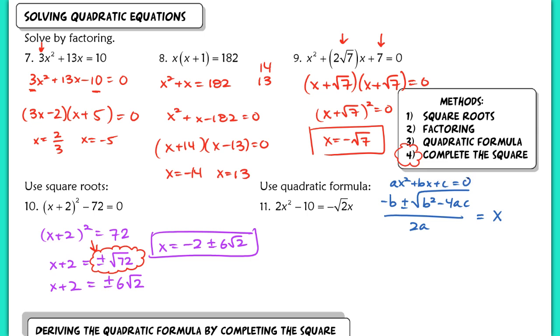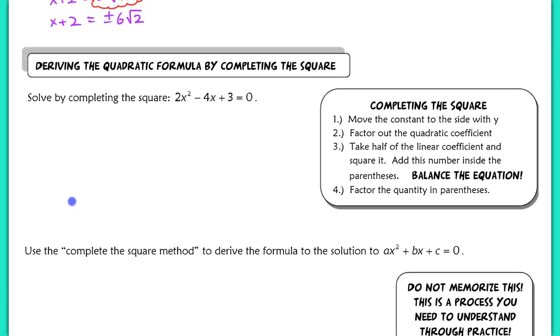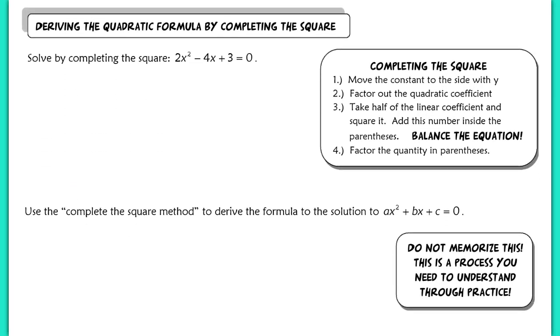Okay, so first we need to make sure that this quadratic is in the correct form. So we're going to add root 2x. And I would like you guys to go ahead and use the quadratic formula here. Just practice doing that on your own individually and then go ahead and check with the key, okay? Please make sure you're trying this because you shouldn't try it for the first time on a quiz or a test, okay? So let's go ahead and move on now to deriving the quadratic formula by our method of completing the square.